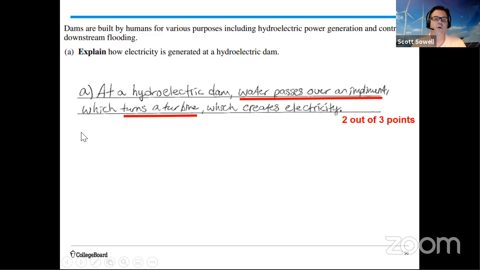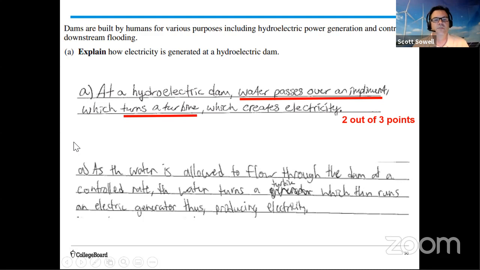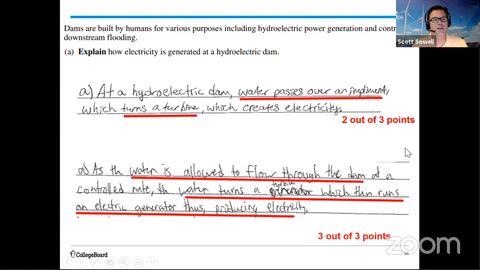So 2 out of 3 points. Let's look at another student response. As the water is allowed to flow through the dam at a controlled rate, the water turns a turbine, which then runs an electric generator, thus producing electricity. So there's all 3 points.